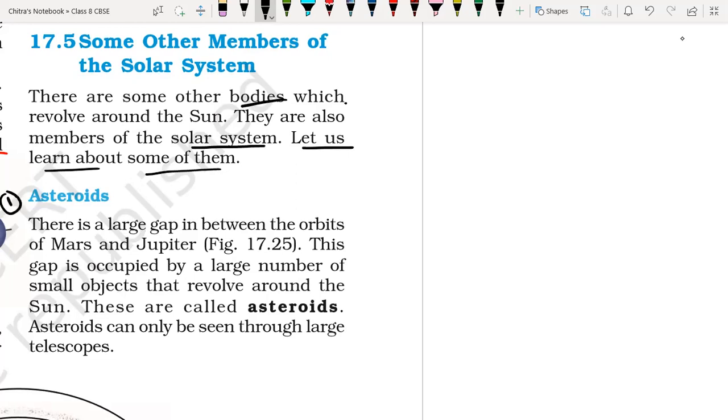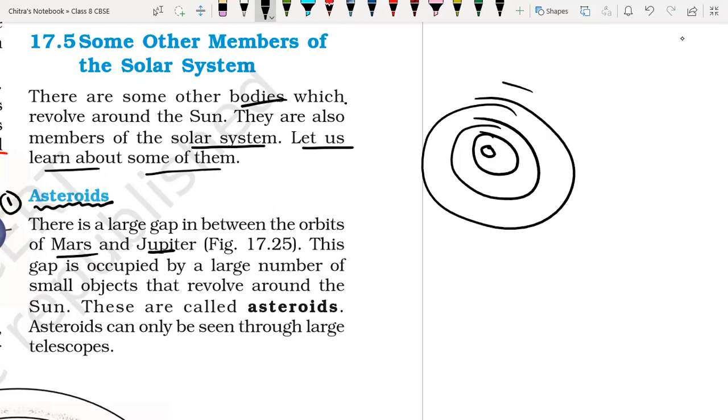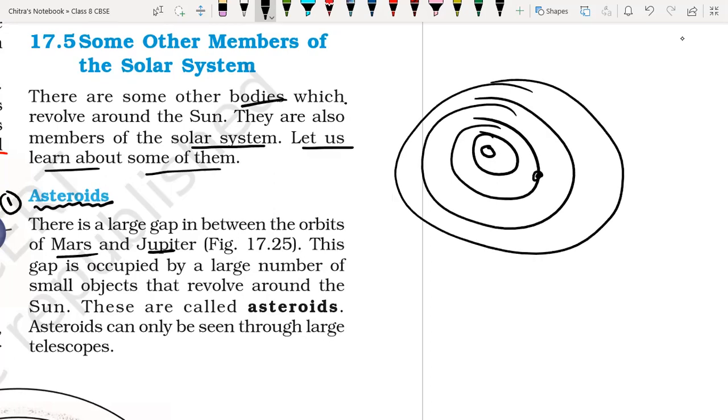So here we have the first one, called asteroids. What are asteroids? There is a large gap between the orbits of Mars and Jupiter. Suppose here we have the star called the sun, and here we have different orbits where different planets are revolving. Between these planets there is a very large gap. This gap is occupied by a large number of small objects that revolve around the sun, but they are not satellites and they are not planets. They are very small objects called asteroids. Understood everyone? Asteroids?